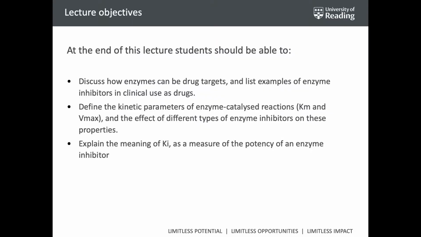In terms of the lecture objectives, learning outcomes, however you want to describe it, at the end of the lecture you should be able to discuss how enzymes can be drug targets and actually why they're so important as drug targets, and list examples of enzyme inhibitors in clinical use as drugs. You should be able to define the kinetic parameters of enzyme catalyzed reactions, in particular looking at the concept of Km and Vmax, and the different effects of different types of enzyme inhibitors on these properties. You should also be able to explain the meaning of Ki, a constant measuring inhibition as a measure of the potency of an enzyme inhibitor.